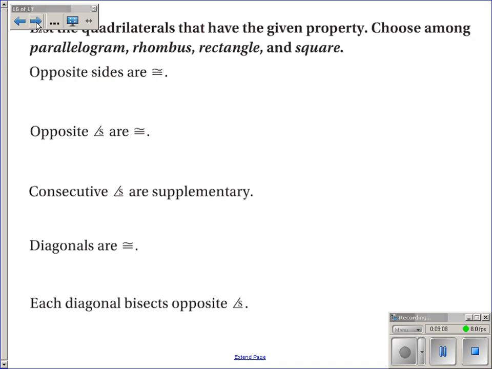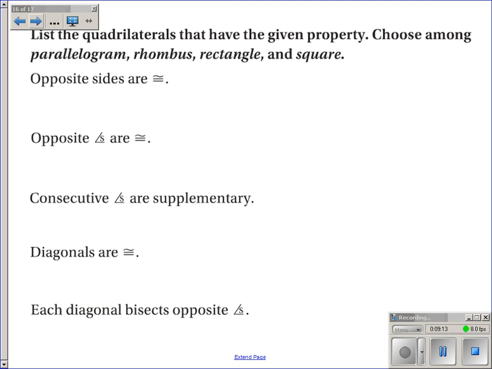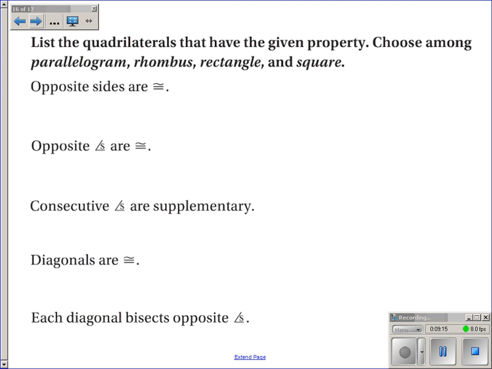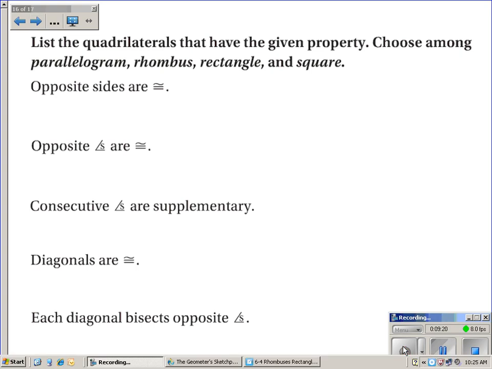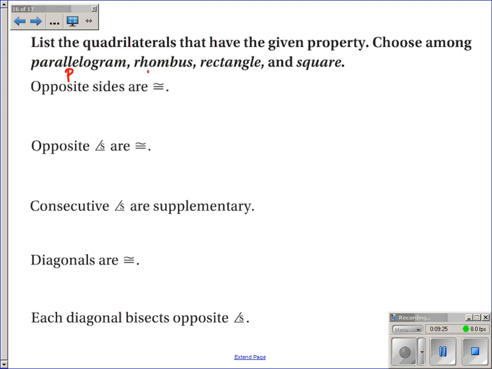Okay, the last is about listing all the quadrilaterals that have the given property. So you choose among parallelogram, rhombus, rectangle, and square. And just so it's faster for me to write, I'm going to call a parallelogram P, a rhombus RH, a rectangle an RE, and a square an S. The opposite sides are congruent. Now that's true for all parallelograms, the property of parallelograms, and because rhombuses, rectangles, and squares are all parallelograms, they will have the same property.